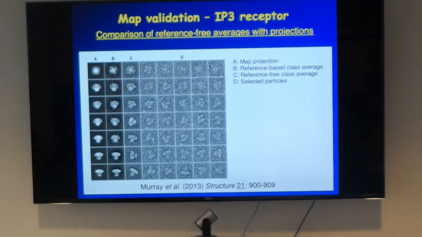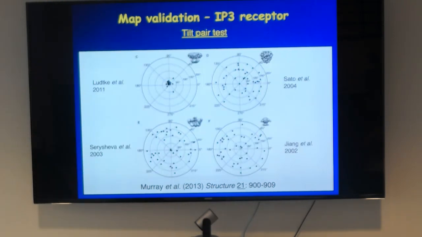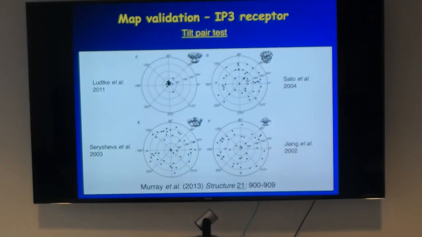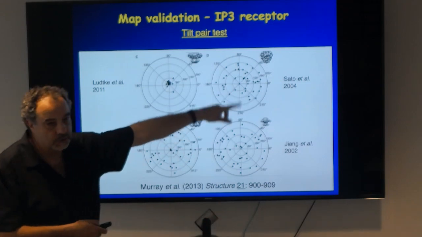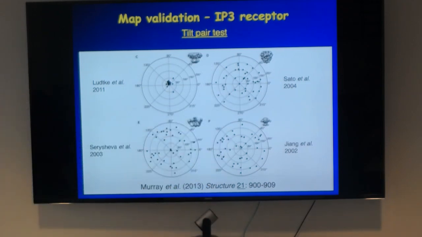So it looked pretty good, that the averages looked like the reprojections. They did the tilt test, and that was actually really fun. So this is the new structure, and these are the old 3 structures, and they're just total random. So these density maps really had nothing to do with the correct structure.